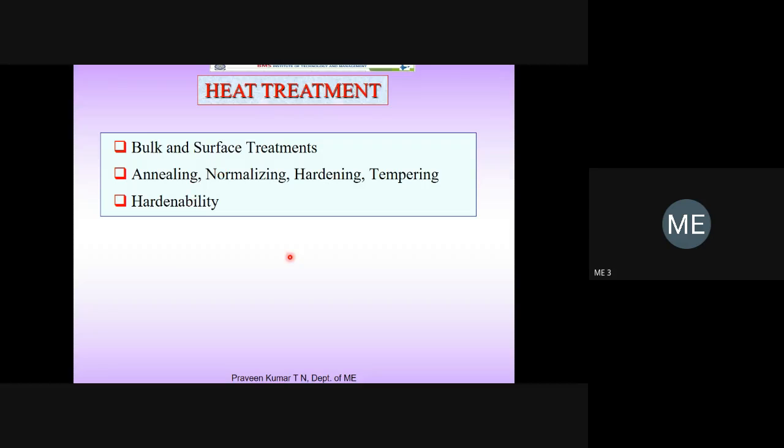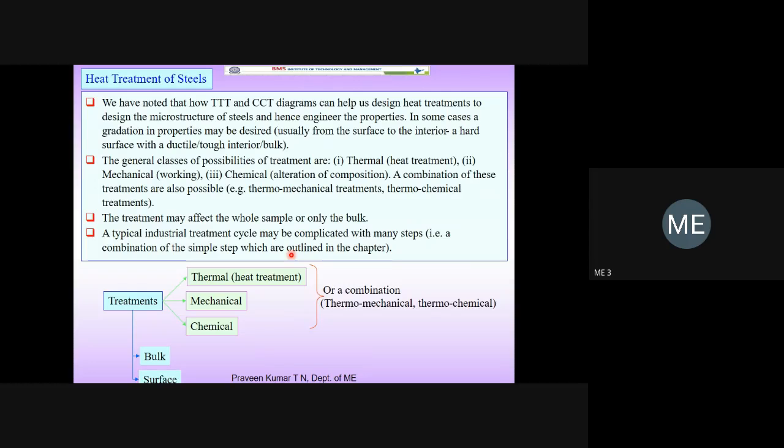There is one more heat treatment process; we will go to the next slide. Whatever may be the type of heat treatment, there are different treatments, but you are concentrating only on the thermal heat treatment. Just I am giving the conclusion. Already you have discussed this slide. There's a thermal process. We can treat the material in different ways.